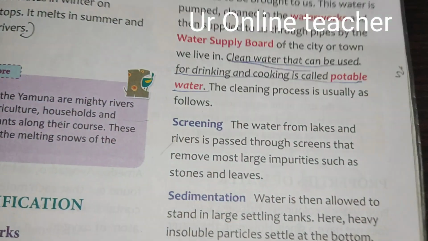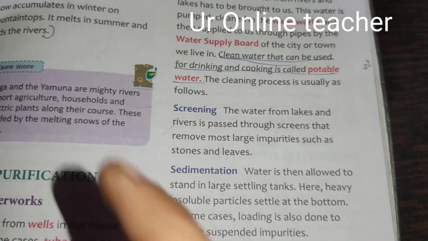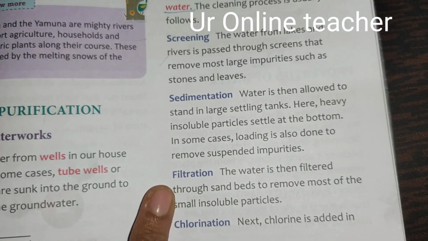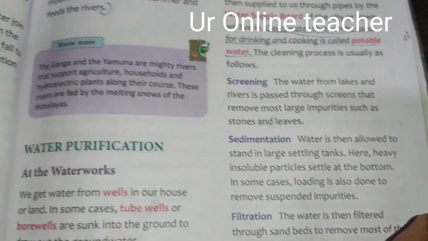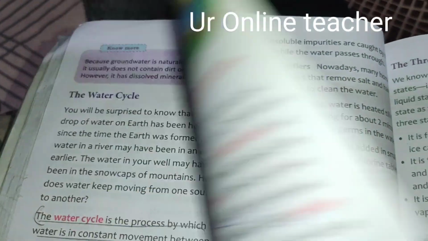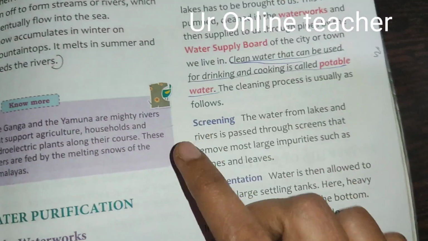So this cleaning process again has steps. What are they? Screening, sedimentation, filtration, chlorination, and supply to home. Let's see. First, screening.